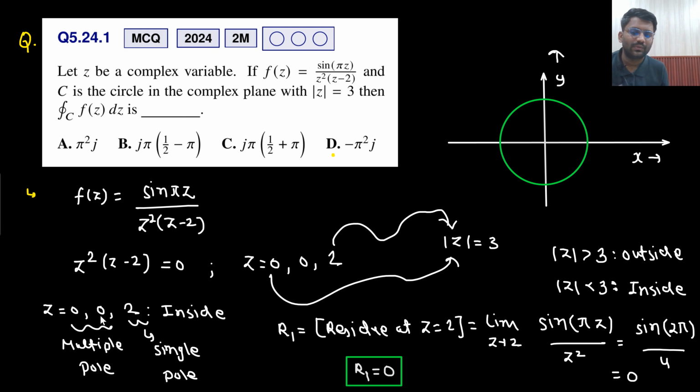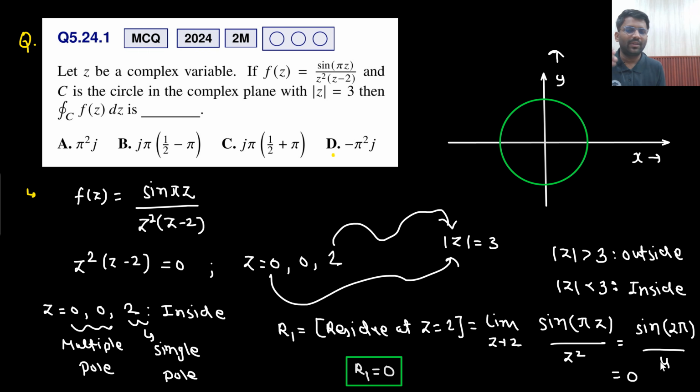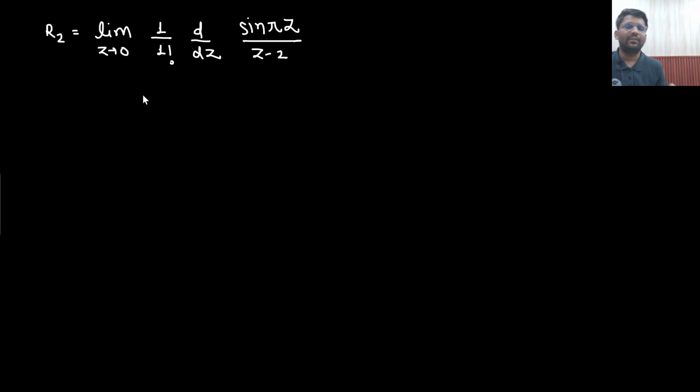Now what about R2? R2 is the multiple pole. So how will you find out the residue for a multiple pole? Limit z tending to 0. Sir, since it is repeating twice, I will have to divide by 1 factorial. Then I will have to differentiate once. And what am I differentiating? Remove z square, you will be getting sin pi z divided by z minus 2. Function with z square removed, differentiate it once and divide by 1 factorial.